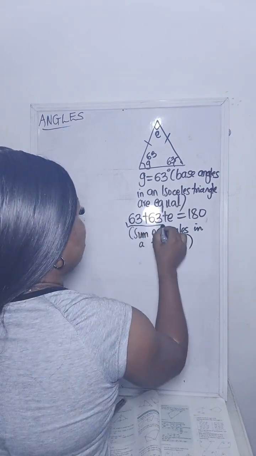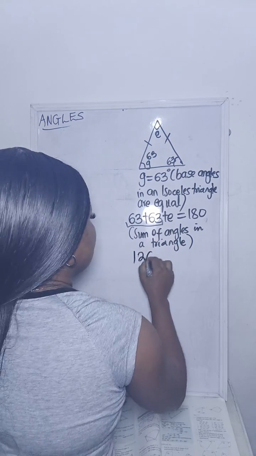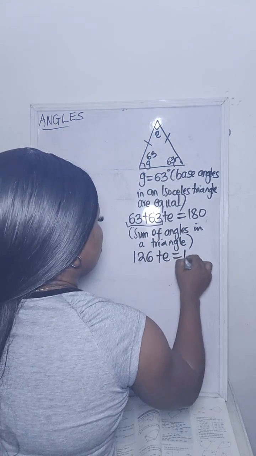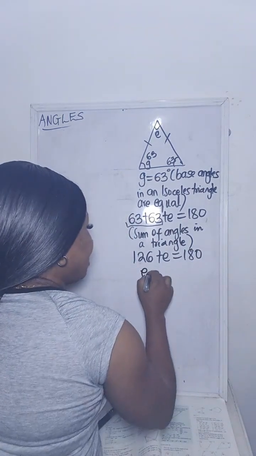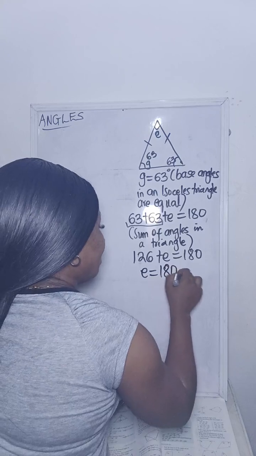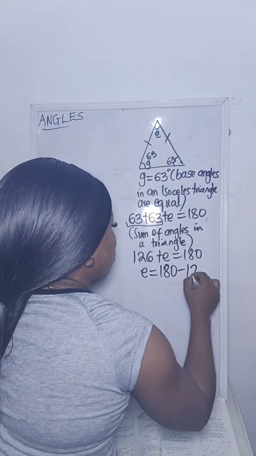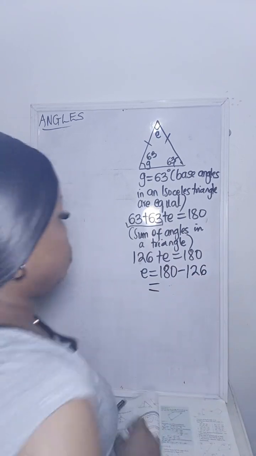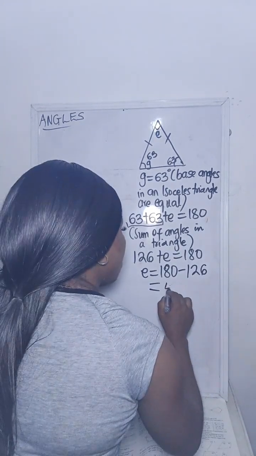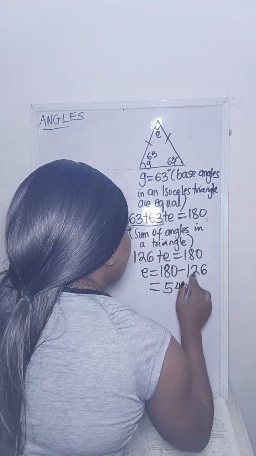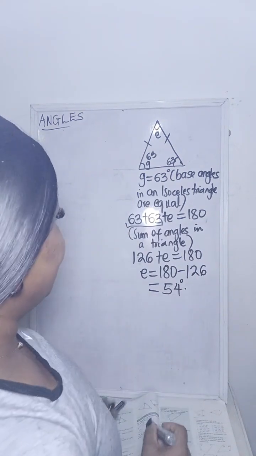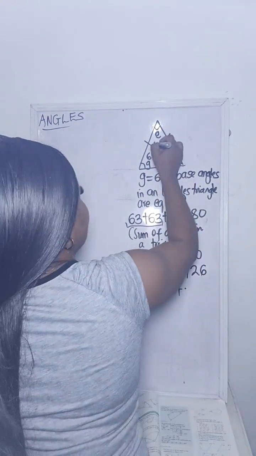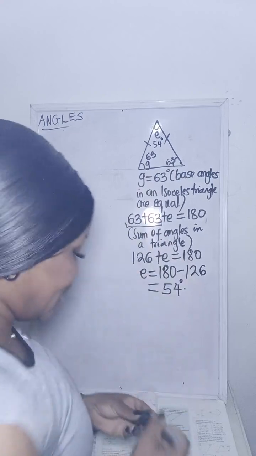So let's sum this up together. This will be 126 plus E equals 180 degrees. So E equals 180 minus 126. And what would that give us? That would give us 54 degrees. Yeah, 54 degrees. So it means our angle E is 54 degrees.